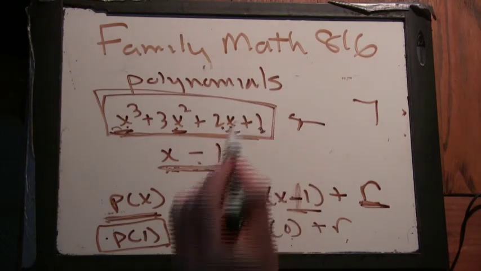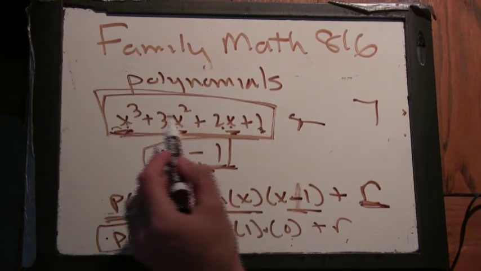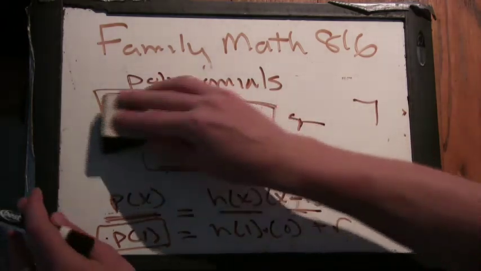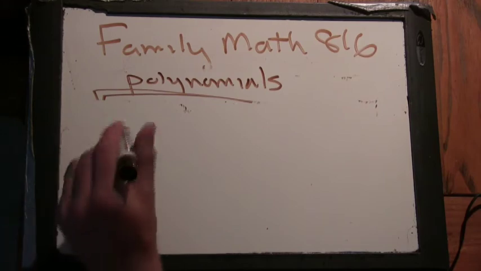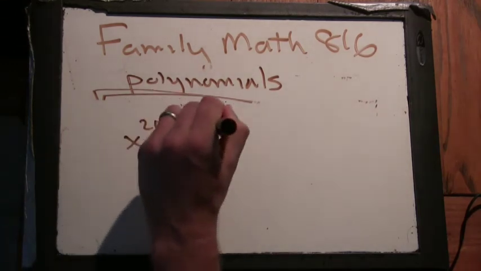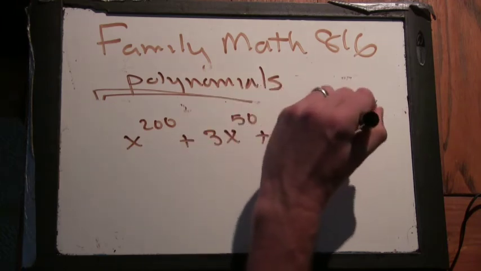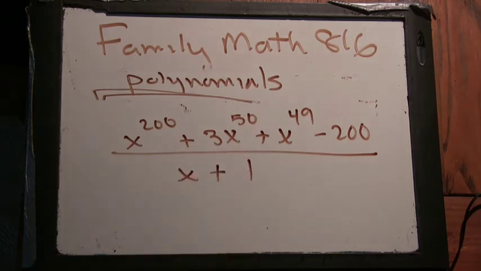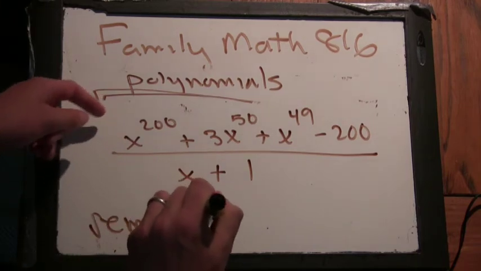And it tells me if I subtract 7 away from here, I'm going to get a polynomial that's divisible by x minus 1. In other words, x cubed plus 3x squared plus 2x minus 6 is divisible by x minus 1. It's pretty amazing. Okay, so how about an absolutely crazy complicated polynomial like x to the 200th plus 3x to the 50th plus x to the 49th minus 200 divided by, how about x plus 1? So you have to evaluate this. What's the remainder? You evaluate this at minus 1.